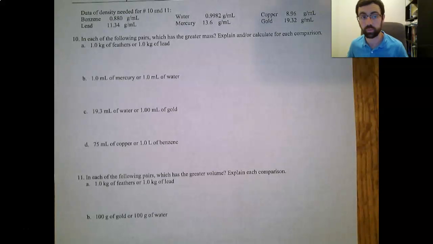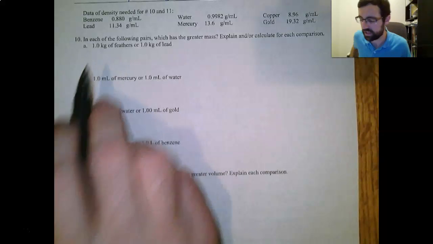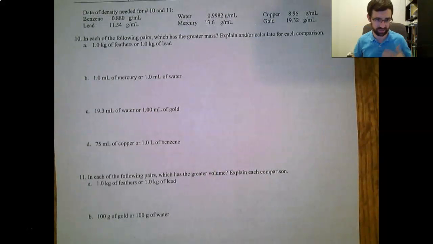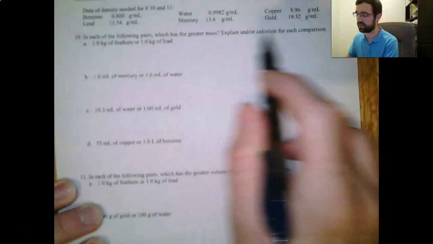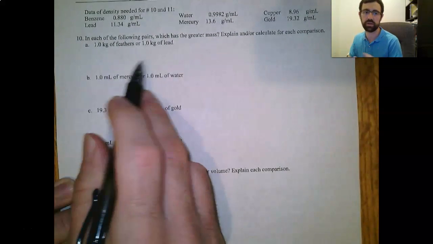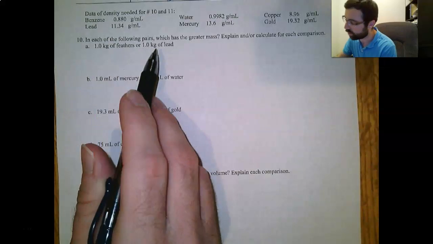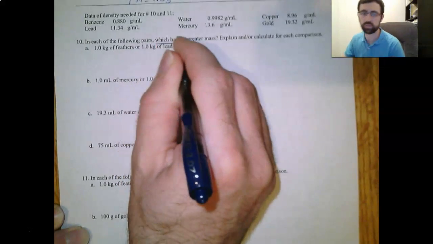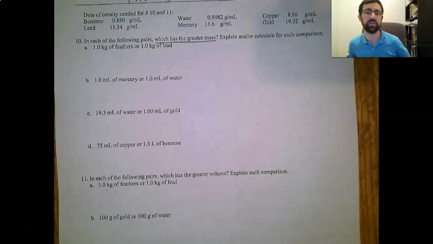This is Summer Homework Chapter 1, question number 10. This is a density question. It's actually several questions kind of rolled into one. We're given a bunch of density information at the top of the page, and then we're just asked a bunch of scenarios. It says in each of the following pairs, which has the greater mass? So we're just wondering which one is a greater mass. And we want to explain and or calculate for each comparison.